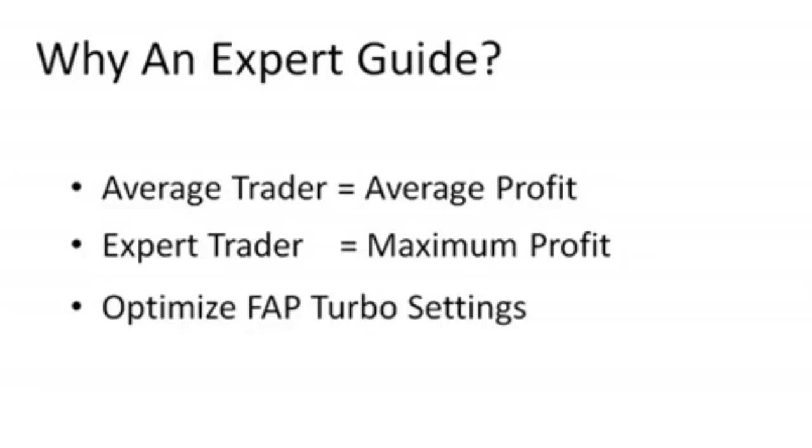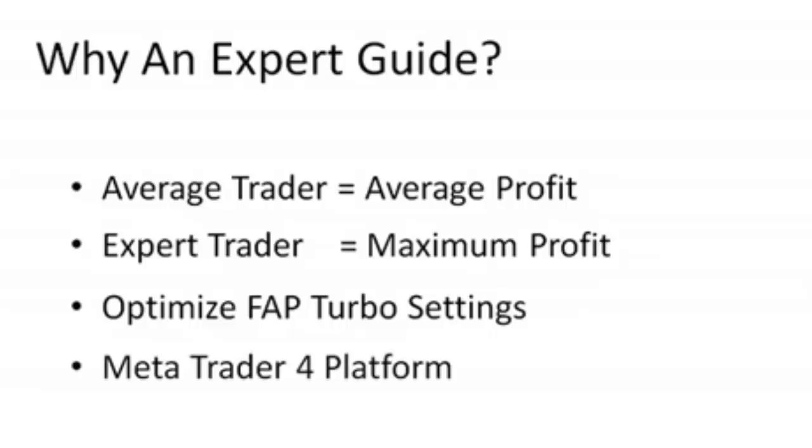So what we plan to do in this expert guide is to help you learn how to optimize the FAP Turbo settings. And to do that, you're going to learn what the settings do, how they affect your trading. We're also going to show you not just the specific settings for the scalper mode, the long-term mode, but also the settings that are available in the standard version and the professional version. There are two different versions of the robot. You get them both when you buy the product, but the professional version gives you a lot more tweaking power. We're going to get into that deeply.